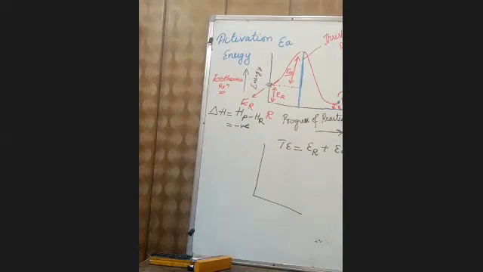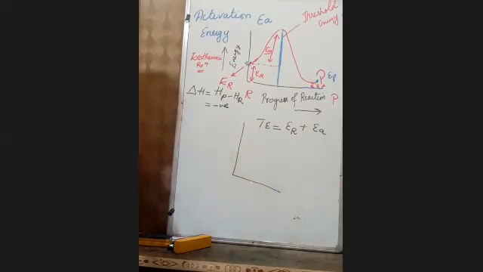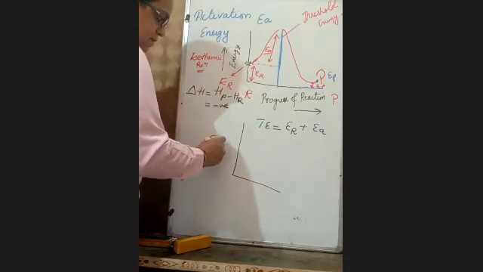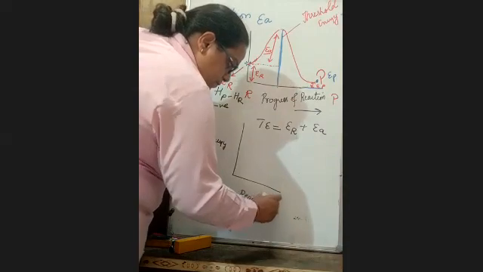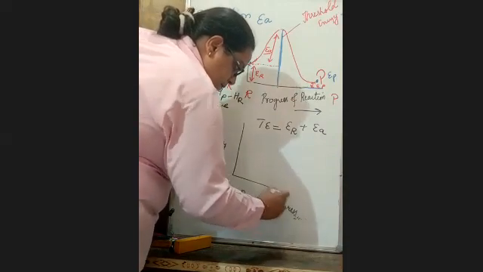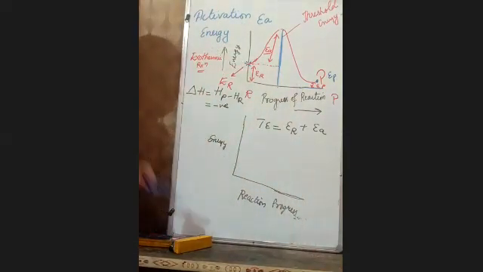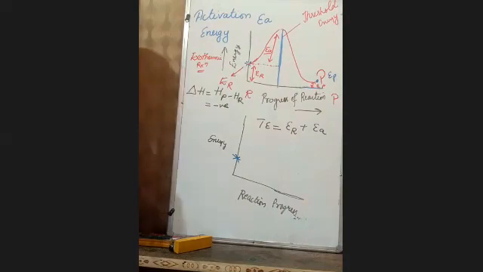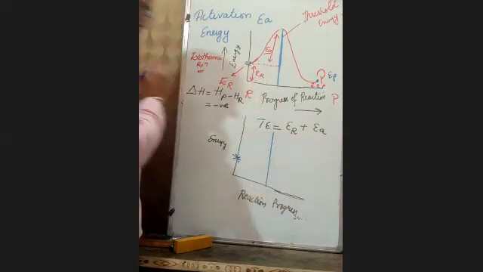Till now, is there any doubt? Please let me know. This is the graph for exothermic reaction. Second case. In the same case, I am plotting energy versus reaction progress. Again, I am starting from here. This is the amount of energy which some of the reactant molecules must possess. And this is the threshold energy.